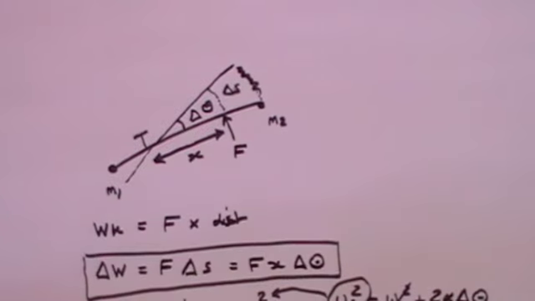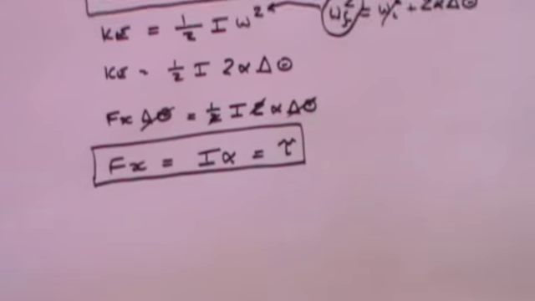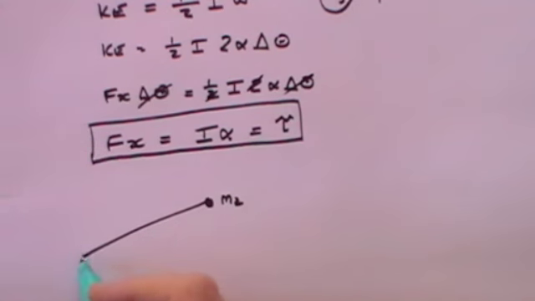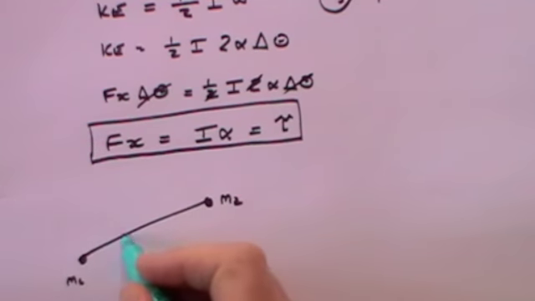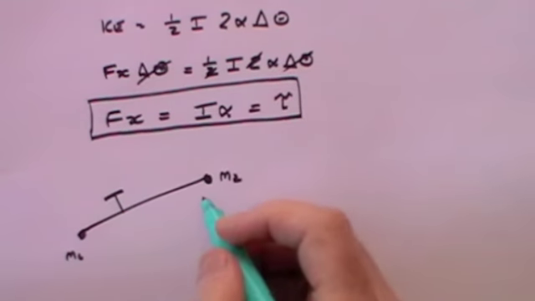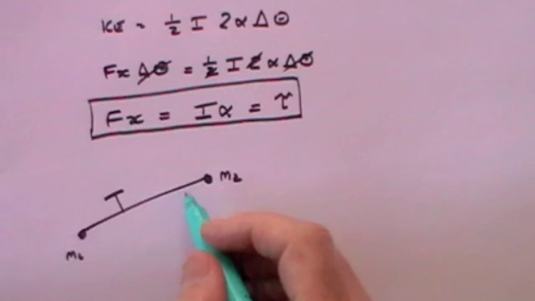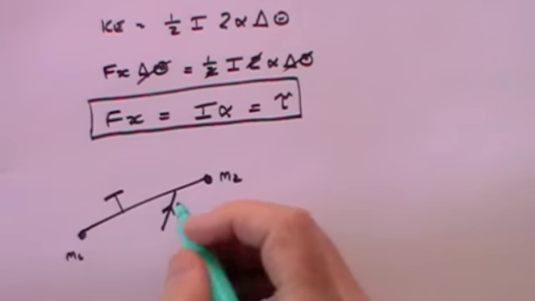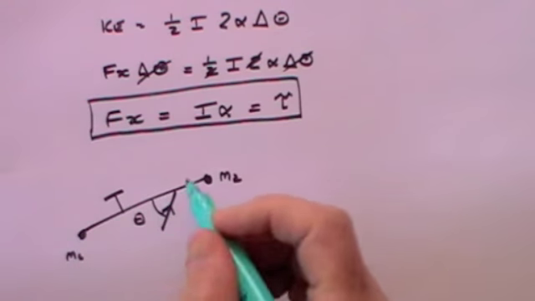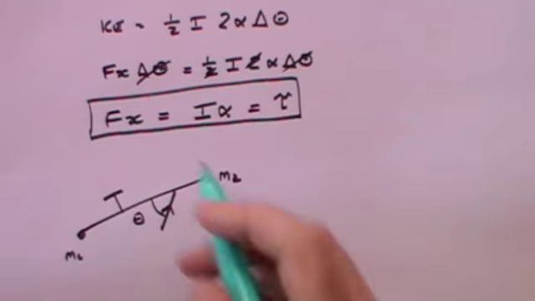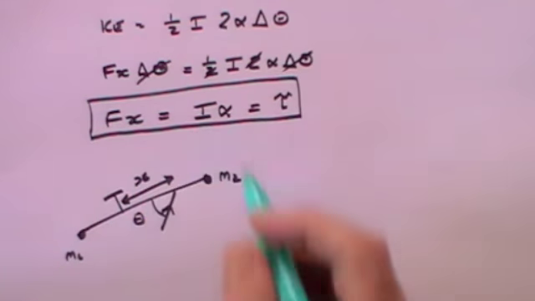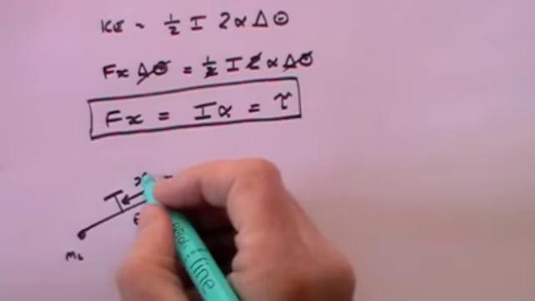Suppose I take exactly the same system as I have here. So we've got a rod with two masses at the end, mass M1 and M2, pivoted at this point here so that they can swivel about this point. But instead of applying a force perpendicular to this rod, I now apply a force at an angle theta. And the force is applied at a distance x from the pivot point. That's a distance x.